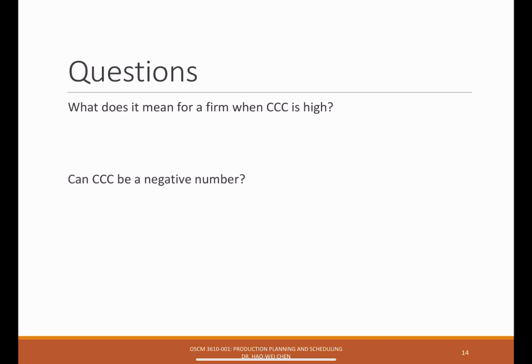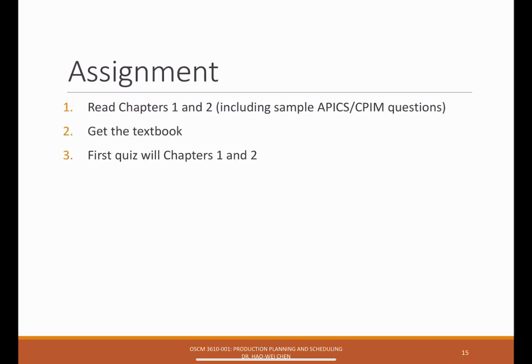The second question is, can the cash-to-cash cycle time be a negative number? The answer is yes. When the cash-to-cash cycle time is a negative number, it means that likely you will receive the payment from your buyer first, then you pay your supplier later. So this is even better. It means that you have tons of cash and you don't need to worry about borrowing money from the bank. So it may be a good idea for you to operate that way. But in general, we want to keep the cash-to-cash cycle time as low as possible.